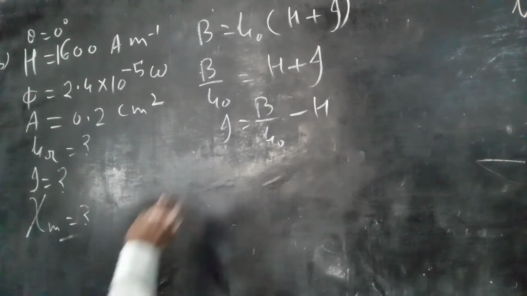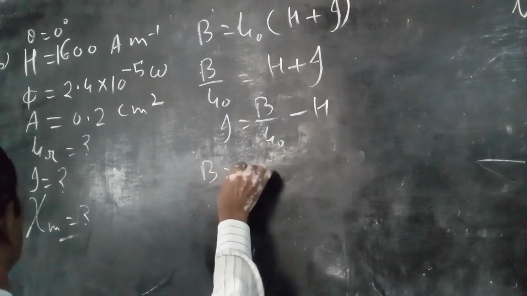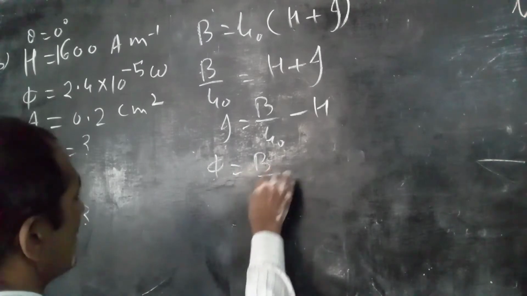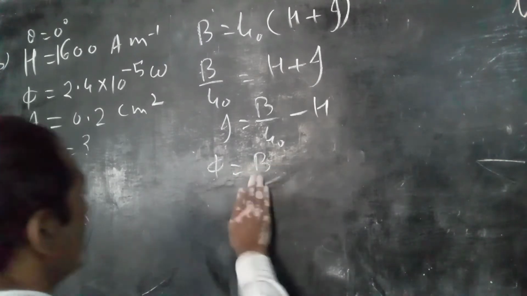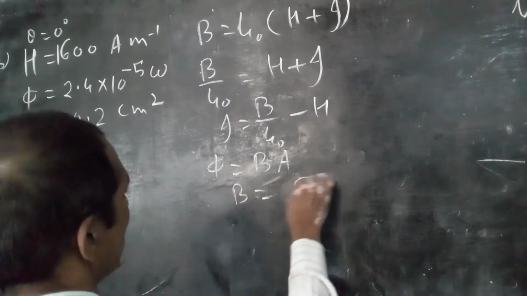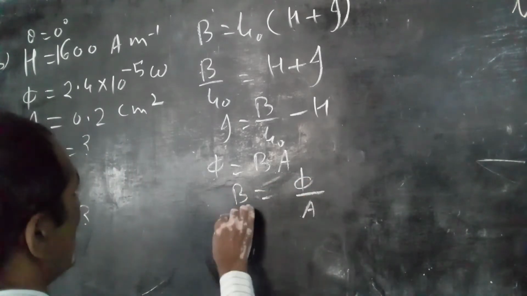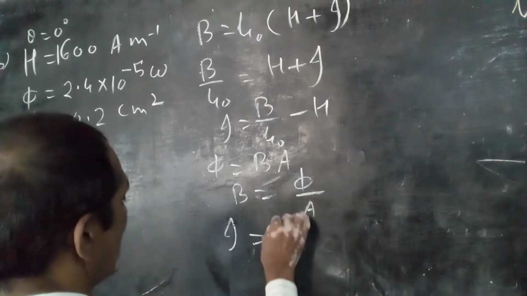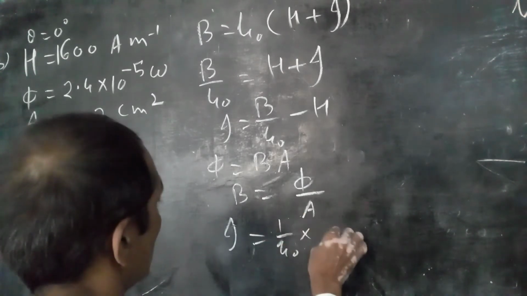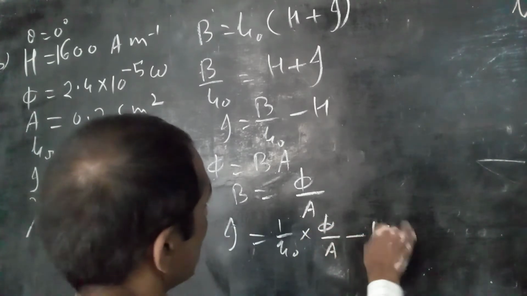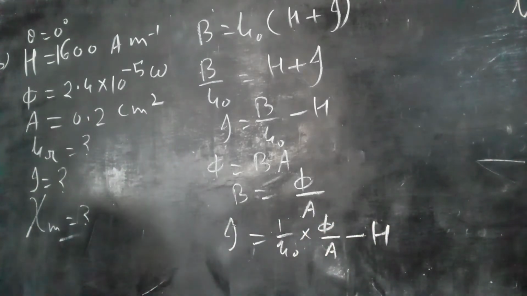So B is equal to... 5 is equal to B into A. So B is equal to 5 upon A. Then I is equal to 1 upon mu naught into B, where B is 5 upon A, so that 5 upon A minus H.